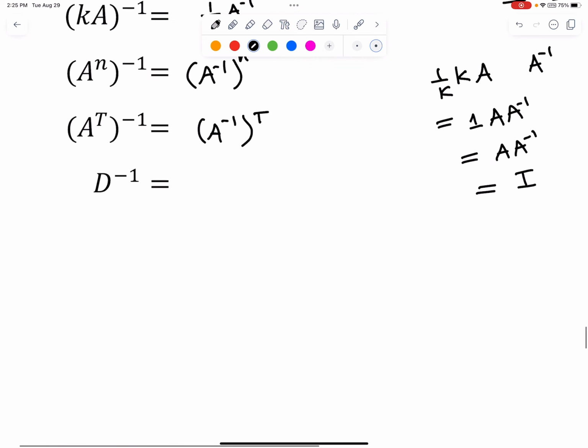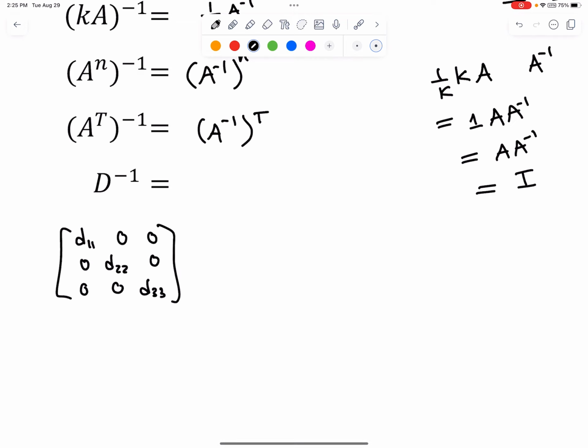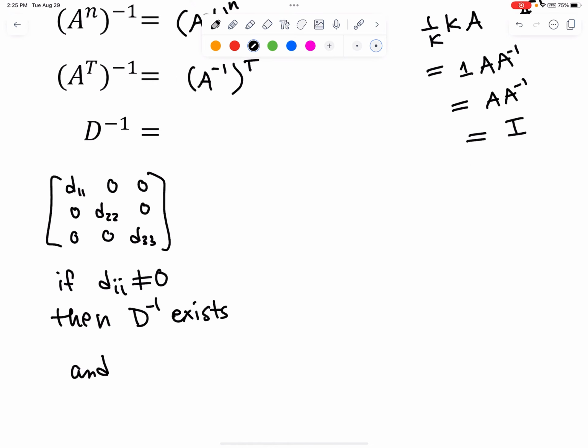And the last one I want to talk about here is the diagonal matrix. A diagonal matrix has a main diagonal that can be whatever, but the non-main-diagonal entries have to be 0. Let's do a quick example of a 3 by 3. Let's say we have the D11 position, the D22 position, and the D33 position, and zeros everywhere else. If all these diagonal entries, the dii, are non-zero, then D inverse exists. And its inverse is the same diagonal matrix, but you invert all the diagonal entries. So it'd be 1 over D11, 1 over D22, and 1 over D33. And all the other entries are 0.